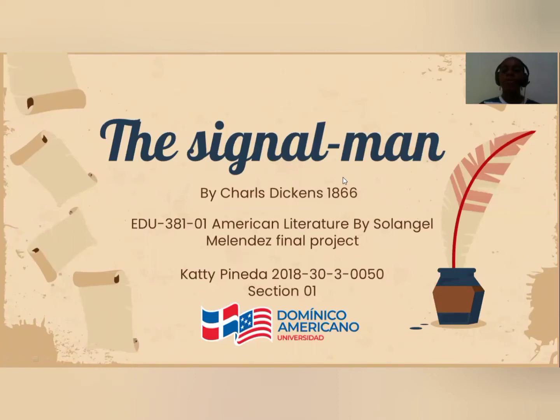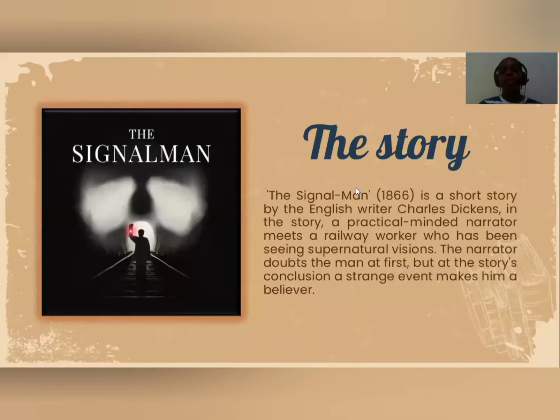Now I'm going to explain my literary analysis about the story The Signalman, written by Charles Dickens in 1866. The story The Signalman is a short story by the English writer Charles Dickens. In the story, a prodigal-minded narrator meets a railway worker who has been seeing supernatural visions. The narrator doubts the man at first, but at the story's conclusion, a strange event makes him a believer.